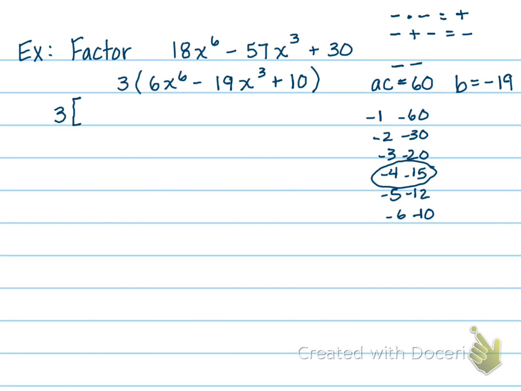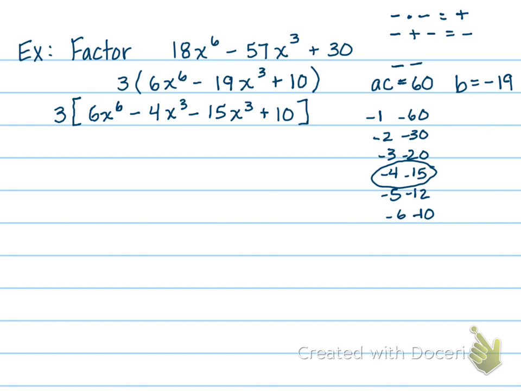So we have 3. Remember that 3, our GCF, is just hanging on for the ride. And we'll rewrite 6x to the 6th. And then when we rewrite that middle term as 2 terms, remember those 2 terms have to add to -19x to the 3rd. So they're both going to have a variable factor of x to the 3rd, so that they're like terms and they add to a term with a variable factor of x to the 3rd. So when you split up that middle term, make sure you keep that same variable factor, whatever's already there. So we have -4x to the 3rd minus 15x to the 3rd plus 10.